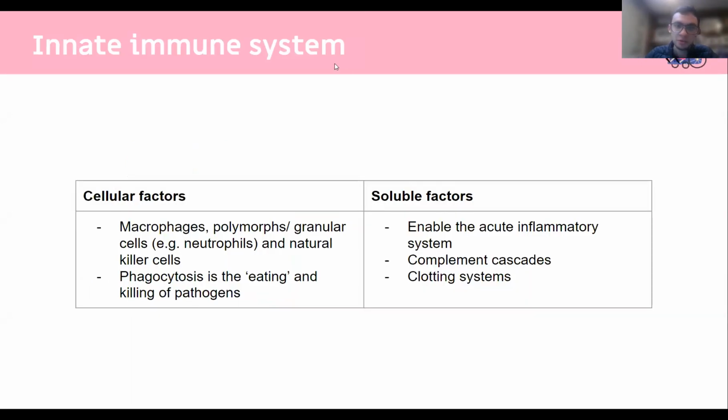There are 2 components of the innate immune system that are quite important in regards to factors, which are like little proteins. There are cellular factors, which involve macrophages, polymorphs or neutrophils, and natural killer cells. Neutrophils, basophils, and eosinophils are polymorphs or granular cells. You also have natural killer cells, which are innate cells that go around and kill cells. Phagocytosis is a process of eating and killing of a pathogen. A soluble factor is little proteins or cytokines that are secreted. They enable the acute inflammatory system, complement cascade, and clotting system. I said factors or proteins, I mean soluble factors or proteins.